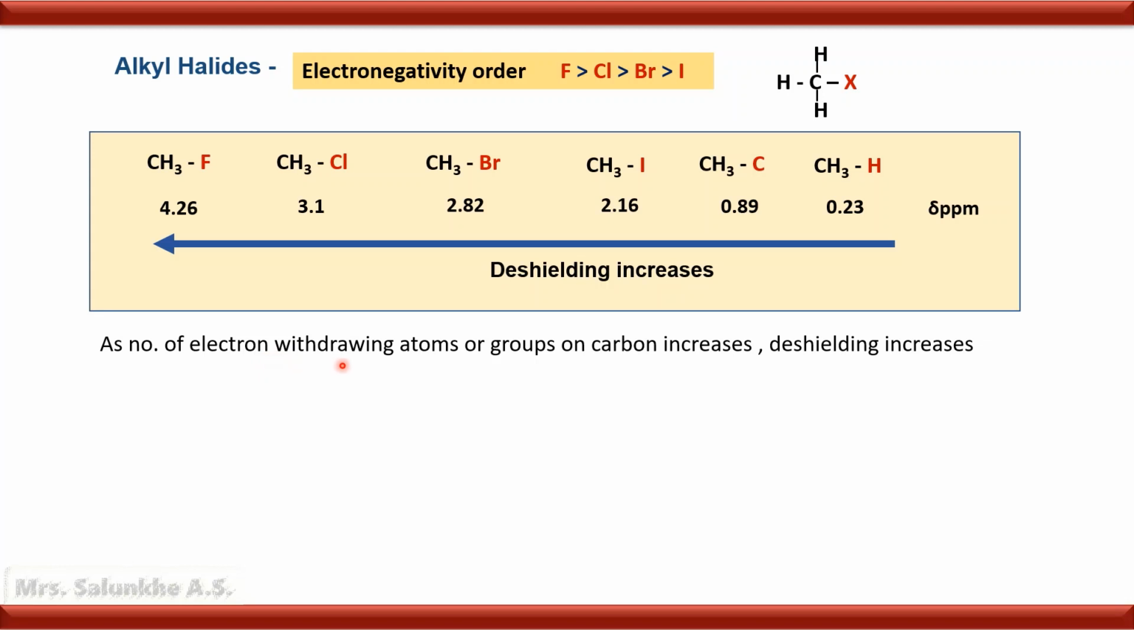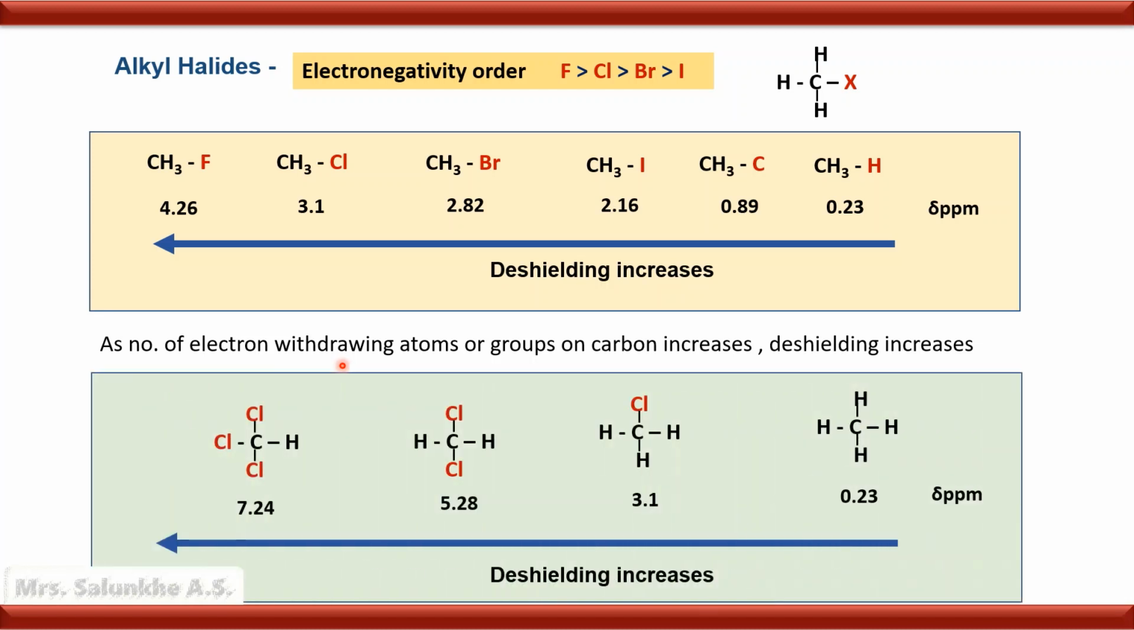As the number of electron withdrawing atoms or groups on carbon increases, de-shielding increases. In that case, the electronegative atom is the same, that is chlorine. But as the number of electron withdrawing atoms on the carbon carrying the hydrogen atom increases, de-shielding increases. Look here, in case of methane, its chemical shift value is 0.23.